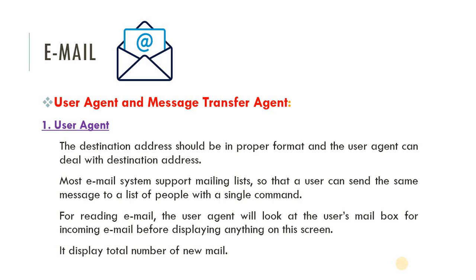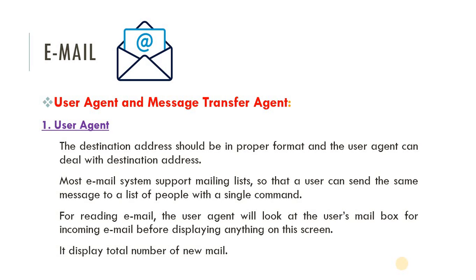The destination address should be in a proper format and the user agent can deal with the destination address. Most email systems support a mailing list so that user can send the same message to a list of people with a single command. For reading email, the user agent will look at the user's mailbox for incoming email before displaying anything on the screen. It displays a total number of new mails.